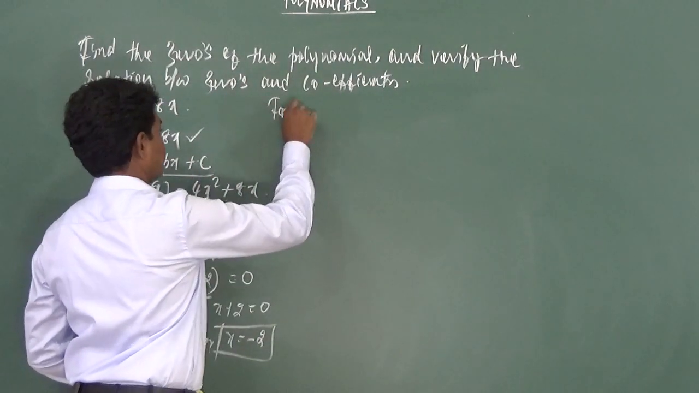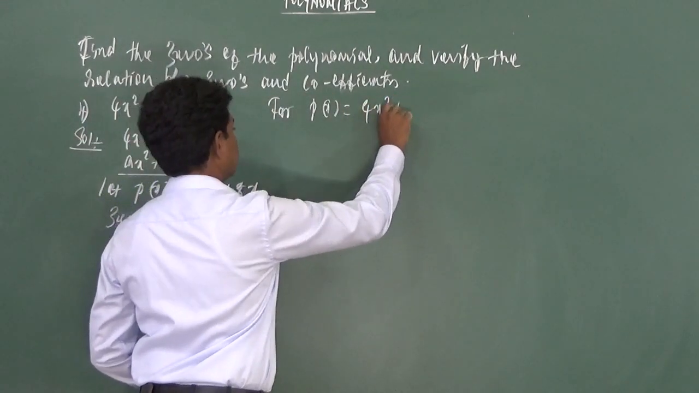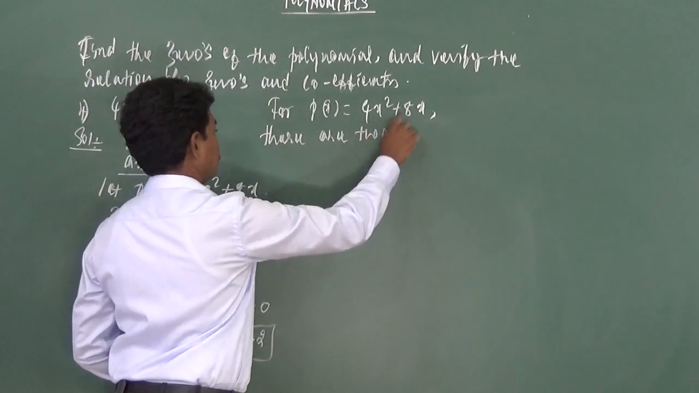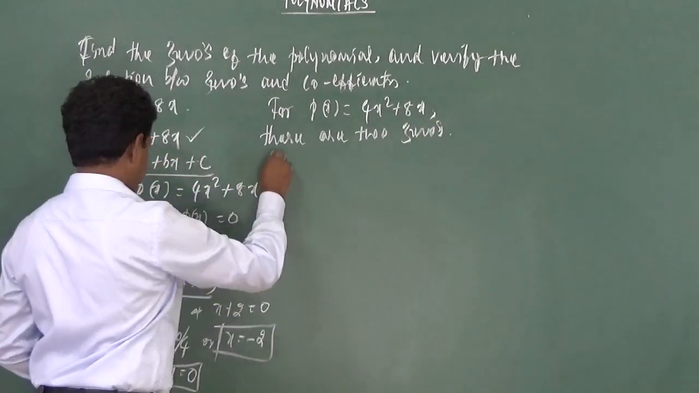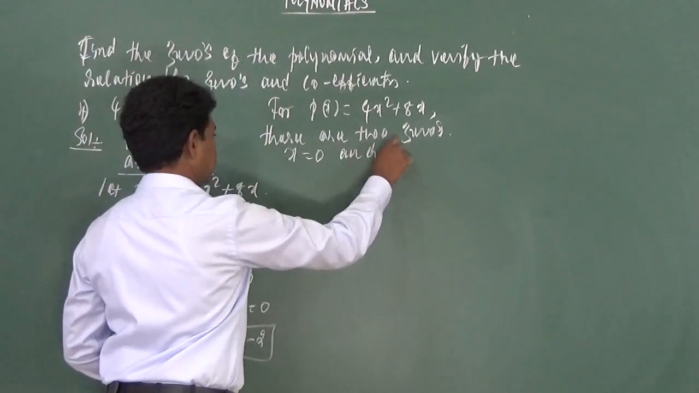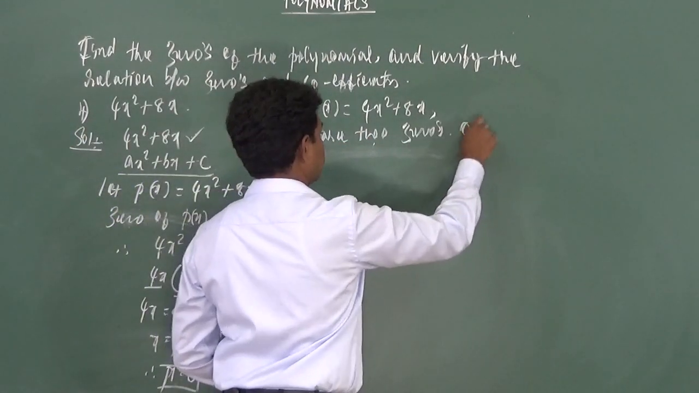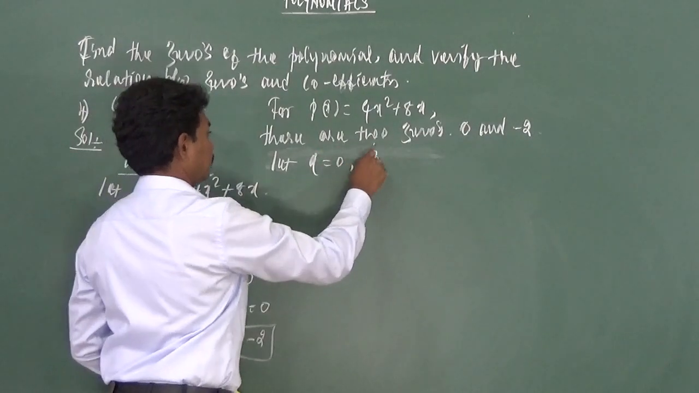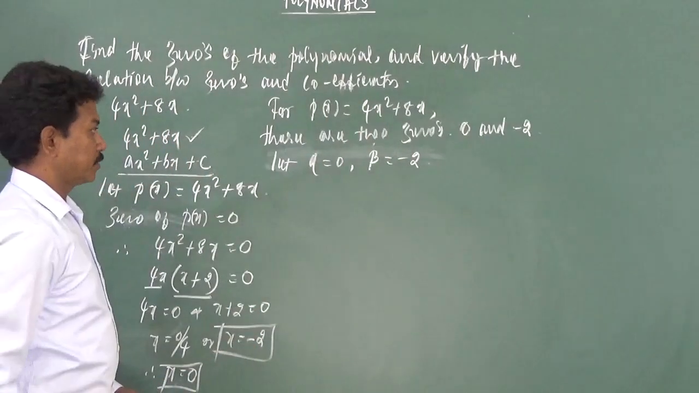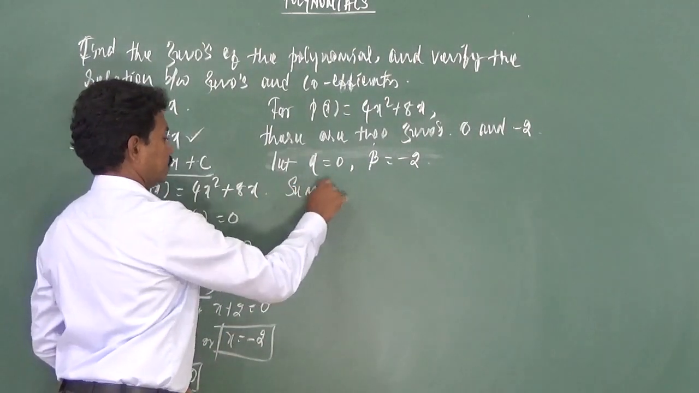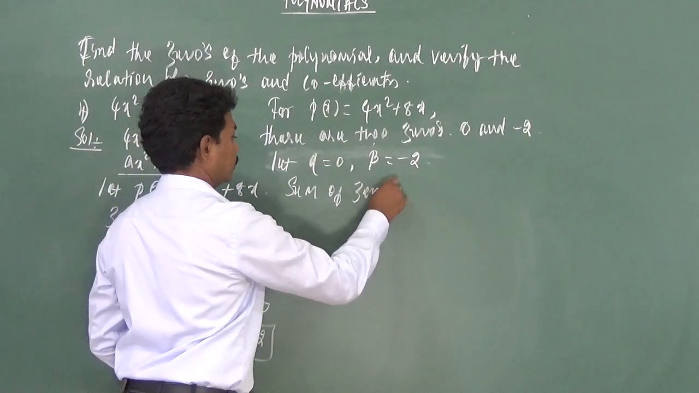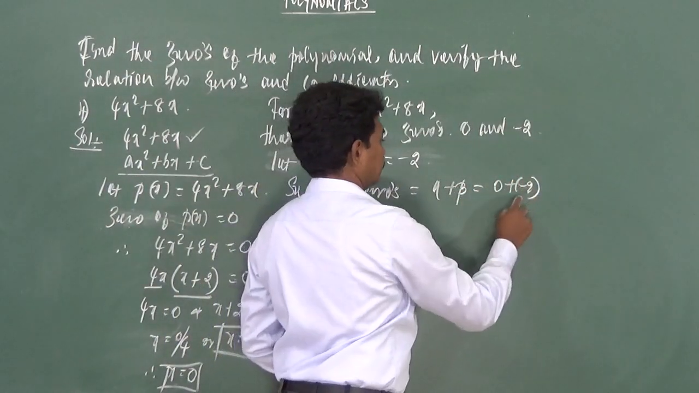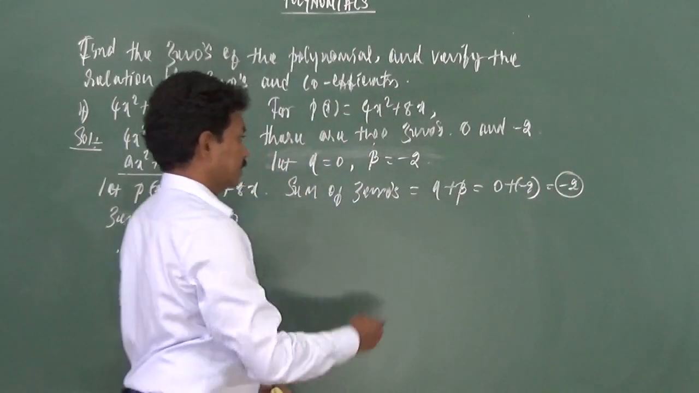So for P of x is equal to 4x square plus 8x, there are two zeros, x is equal to 0 and x is equal to minus 2. So let alpha is equal to 0, beta is equal to minus 2. So let us go with the problems. Let us find the sum of zeros. Sum of zeros is equal to alpha plus beta, that is 0 plus minus 2 is equal to minus 2 itself.